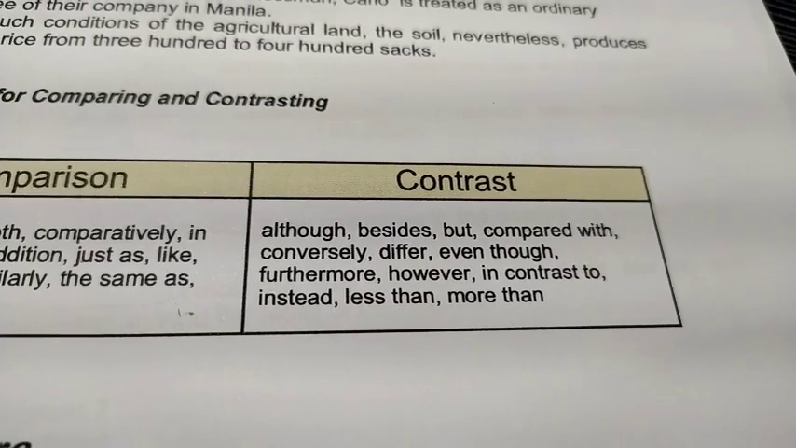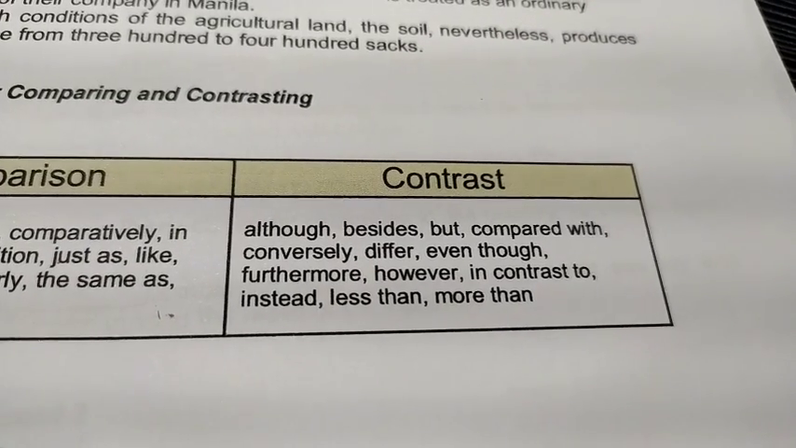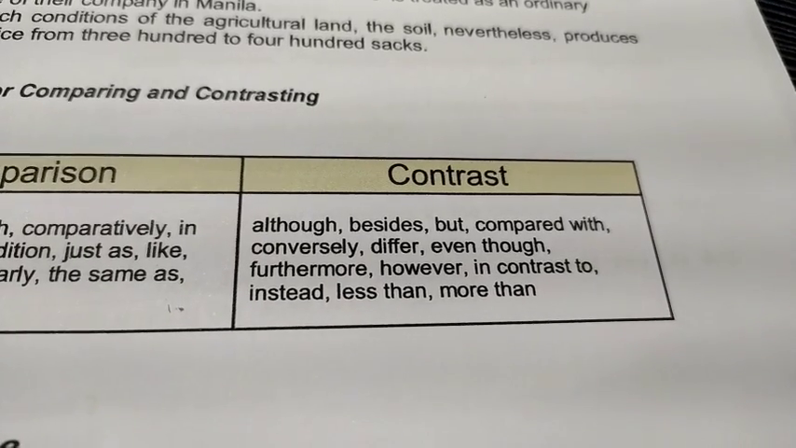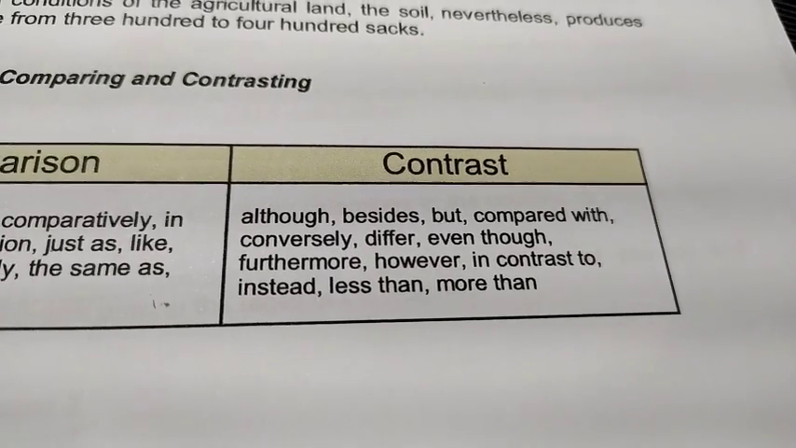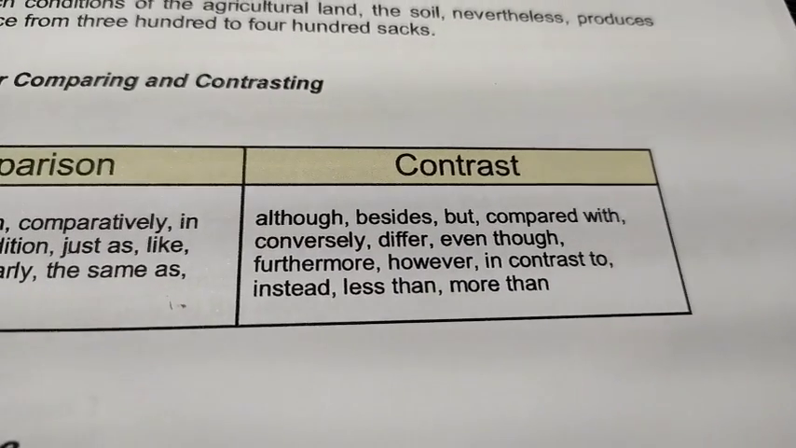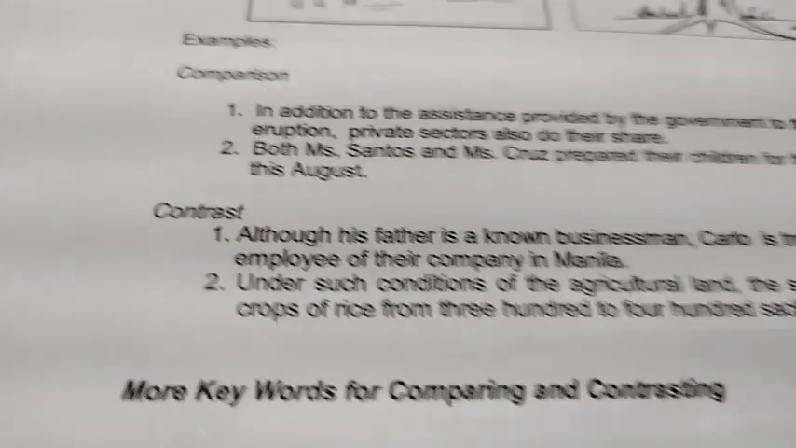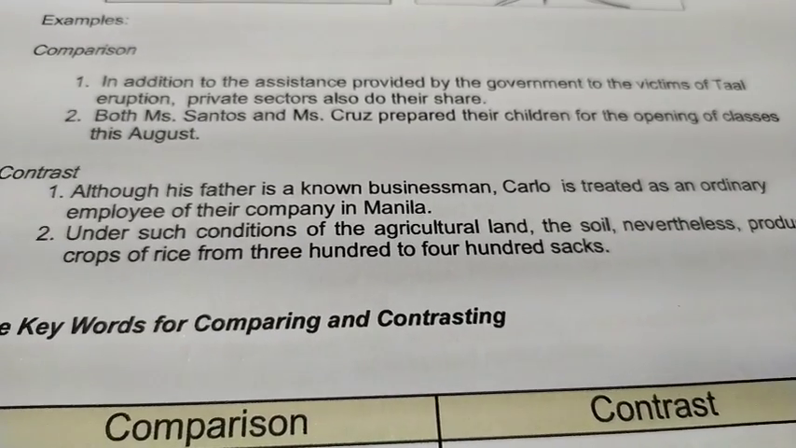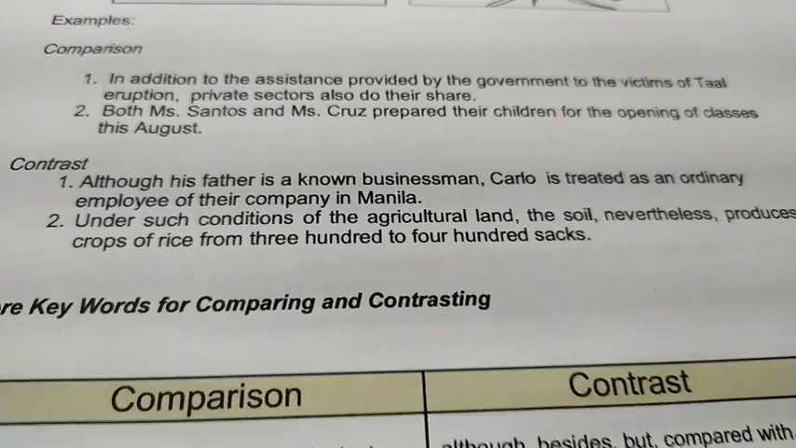For contrast, we have although, besides, but, compared with, conversely, differ, even though, furthermore, however, in contrast to, instead, less than, more than. So for contrast, we highlight that even though there are ideas which are opposing to one another, one negative, one positive, still there will be an impact. There will be a complete message, like here, known businessman and ordinary. Even though they are contrasting one another, there is still a positive or negative impact as long as there is a complete message after that.